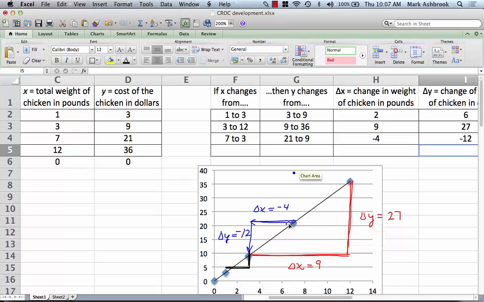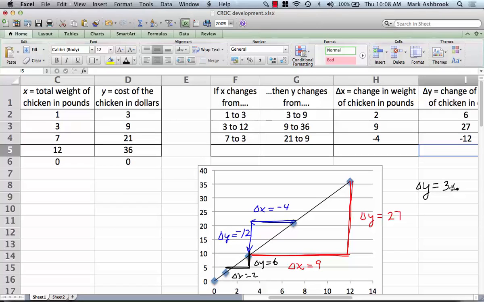So in all these, how are delta x and delta y related? It works for all of them here. So delta x was 2, and the resulting delta y was 6. When delta x was 9, delta y was 27. When delta x was negative 4, delta y was negative 12. So how can you always, in this situation, calculate delta y? What is it? 3 delta x, right?